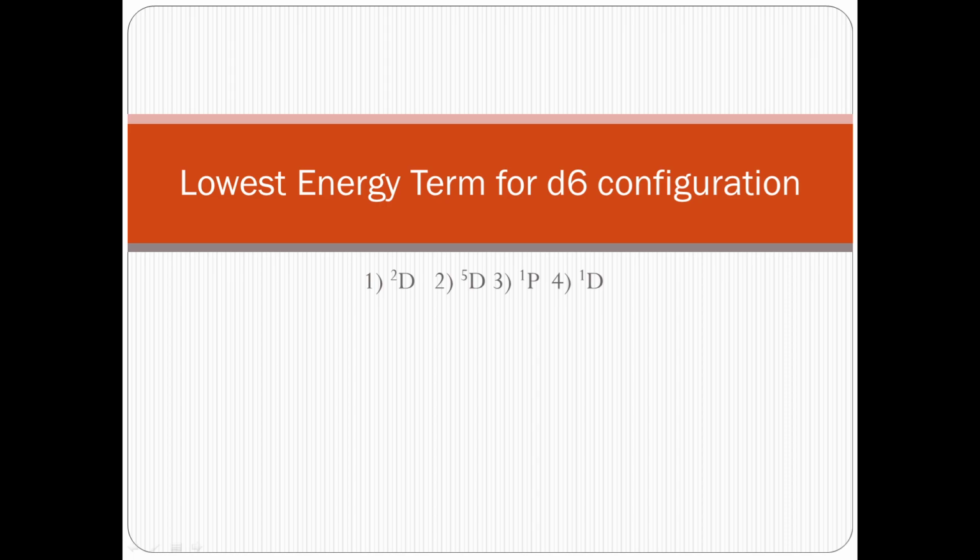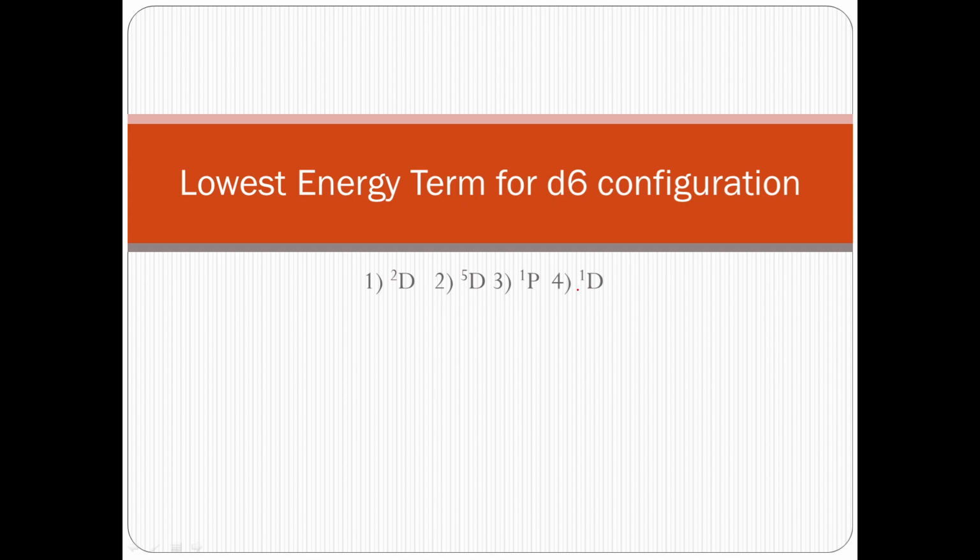Now the simplest of questions came for 2 marks in the June 2016 paper, okay? The question says that the lowest energy term for D6 configuration is, and these are the four given options, right? It would be very simple for you to solve this question if you have seen my video on term symbols, and if you haven't, you can see the link on the upper right corner. Just click it and watch the video, and then this question will be very easy for you to solve, right? So the question says that the lowest energy term for D6 configuration is.